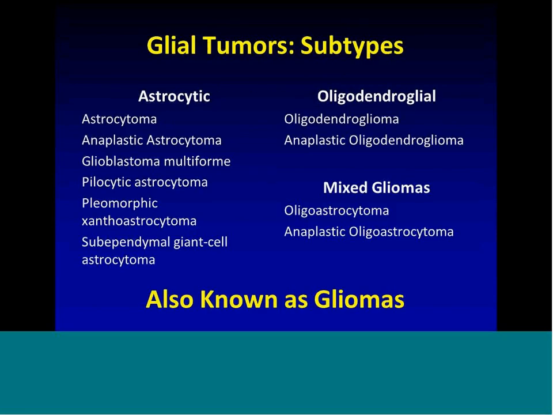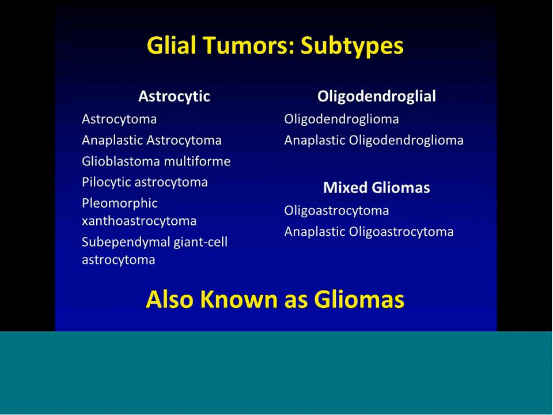So let's focus in on glial tumors and subtypes. These are also what we call gliomas. A lot of times you hear us talk about glial tumors, where we're lumping all these tumors together. The reason we want to go over these is because they're the most common.